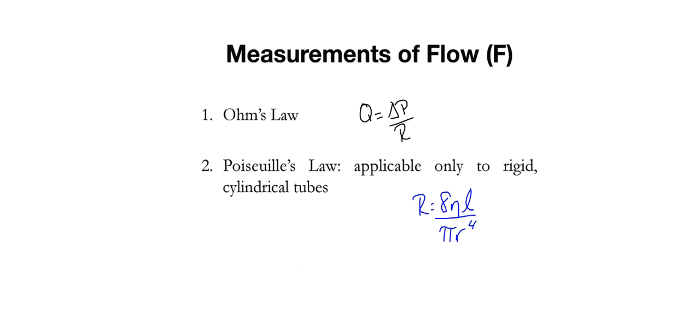Because if you have blood that looks more like honey and less like water, it's going to move at a different rate. Okay? So if you were to stick that R value into Ohm's law, then you would get Poiseuille's law, which would be what? Q equals delta P, and then what? Pi R to the 4th over 8 eta L. Okay? So you don't necessarily have to memorize Poiseuille's law, but if you know Ohm's law and you know that resistance calculation, then you can figure it out.